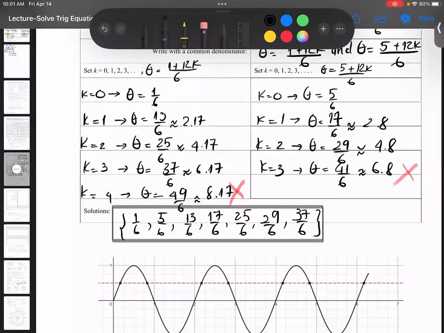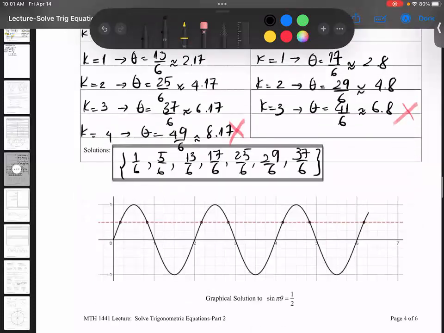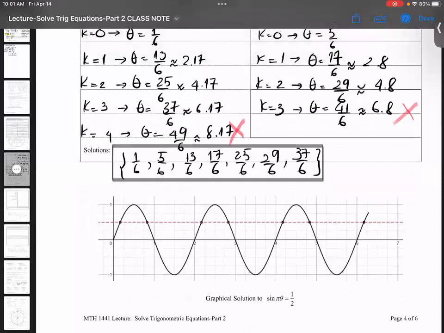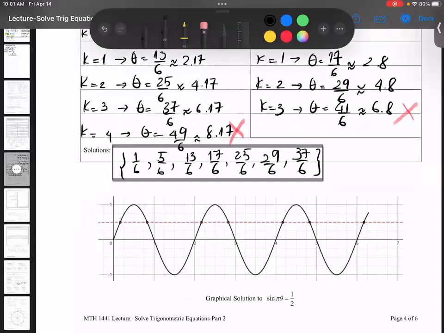At home, when you do your homework, you can check your solution using decimals, right? So how many intersections do you see there? 1, 2, 3, 4, 5, 6, 7, right? 7 solutions.